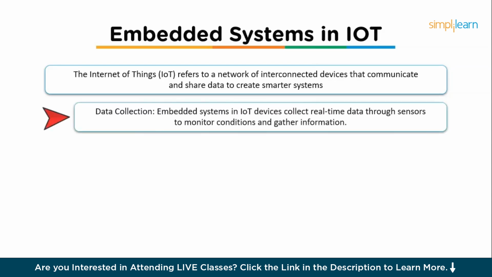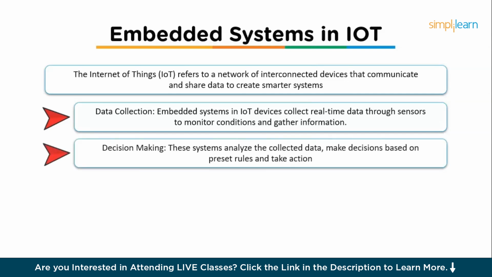The first one is data collection. Embedded systems in IoT devices collect real-time data through sensors to monitor conditions and gather information. Then we have decision making. These systems analyze the collected data, make decisions based on preset rules or algorithms, and take actions such as turning on a light or adjusting a thermostat.